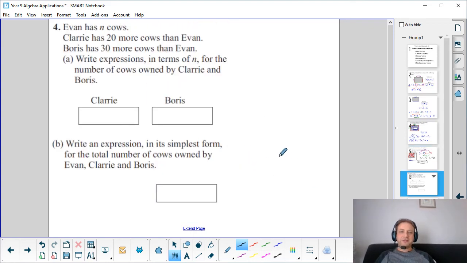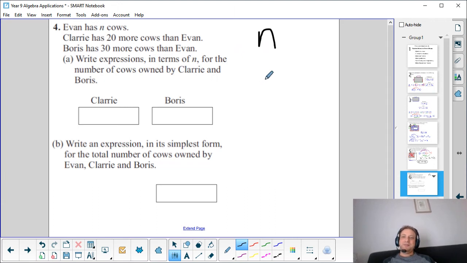All right, so we're moving on from blocks of land or area of rectangles now to cows. It's a very important skill to know how many cows you've got, because you never count your cows before they've hatched. So we've got Evan, Clary, and Boris. They're all cow farmers with lots of cows. And Evan has N cows. Right, he doesn't actually know how many cows he's got. He knows he's got N, but for some reason all he knows is that Clary has 20 more cows than him. So if we knew that Evan had 20 cows, well, Clary would have 40.